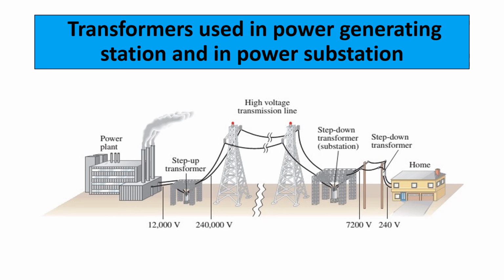Transformers are used in power generating station and in power substation. In this diagram, you can see a step-up transformer in the power generating station. The step-up transformer will step up the voltage for transmission purposes. Once it reaches the substation, step-down transformer is used to step down the voltage before reaching the consumers.